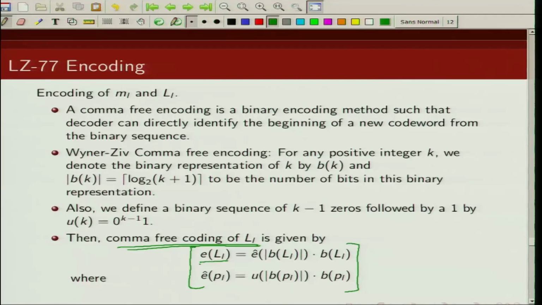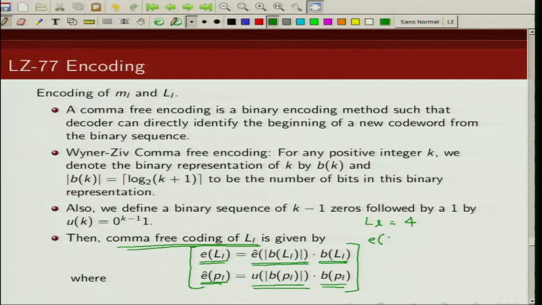So the comma free encoding of L is given by E hat of the number of bits required to represent the binary representation of L, concatenated with the binary representation of L. And this quantity is given by U of the number of bits required to represent this in binary. So let's take an example. Let's say L, the length, is 4.